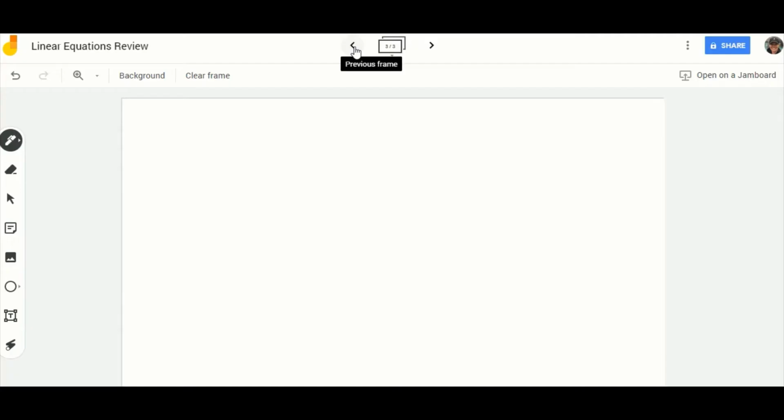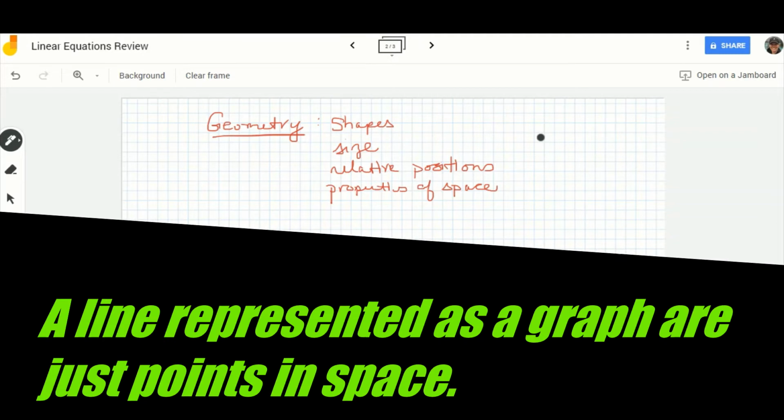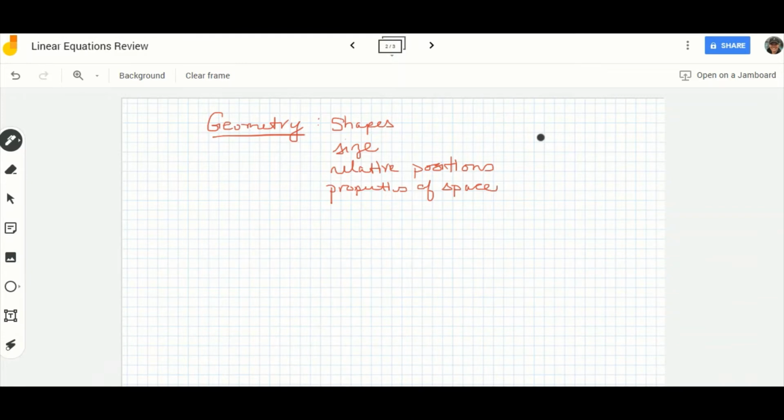Well, let's start with a definition of geometry. Geometry is a branch of mathematics which is concerned with the questions of shape, size, relative position of figures, and the properties of space. So if we have a look at a linear equation, let's do a different example from the last one we did.